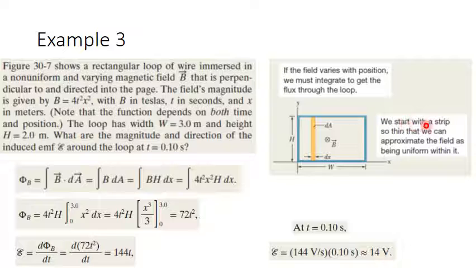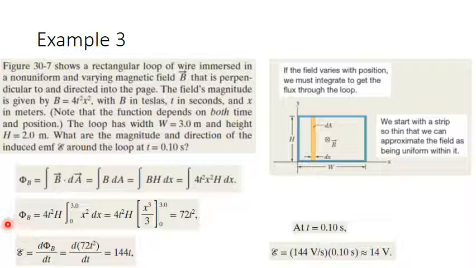We start with the strip, so that we can approximate the field as being uniform. So this is the incremental area, and the value of B is 4t squared x squared multiplied by h multiplied by dx. Now we are going to integrate this for x starting from 0 to w, and we have w equals 3 meters.